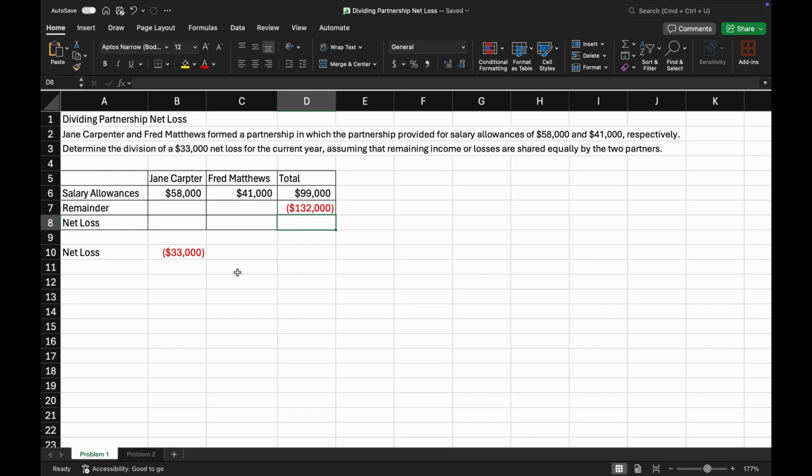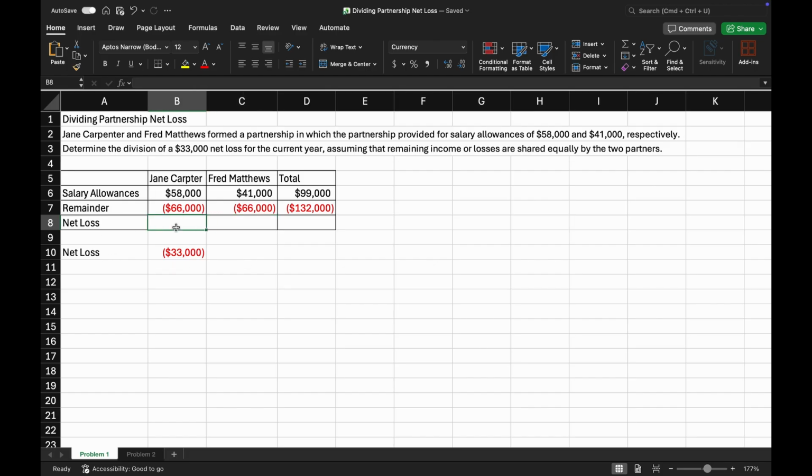partnership. Now we must split this loss equally, since that is what's stated in the agreement, and then add in the salary allowances to find how the net loss is distributed to each partner. To divide the total loss equally, all we need to do is divide negative $132,000 by 2, which comes out to negative $66,000. And we can repeat that for Fred Matthews. Negative $132,000 divided by 2, which comes out to negative $66,000.